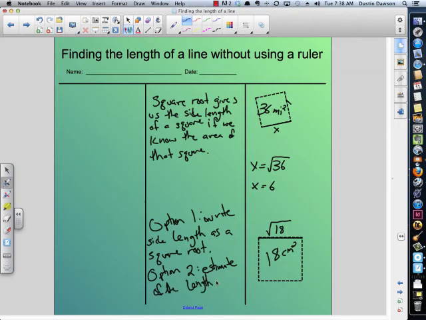And what do I mean by an estimate? Well, we can't get an exact number. It's not like the square root of 36, which is exactly 6. The square root of 18 is somewhere between two whole numbers. So I know that the square root of 16 is 4, because 4 times 4 is 16. And I know that the square root of 25 is 5, because 5 times 5 is 25. 18 is between those two numbers. It's between 16 and it's between 25.